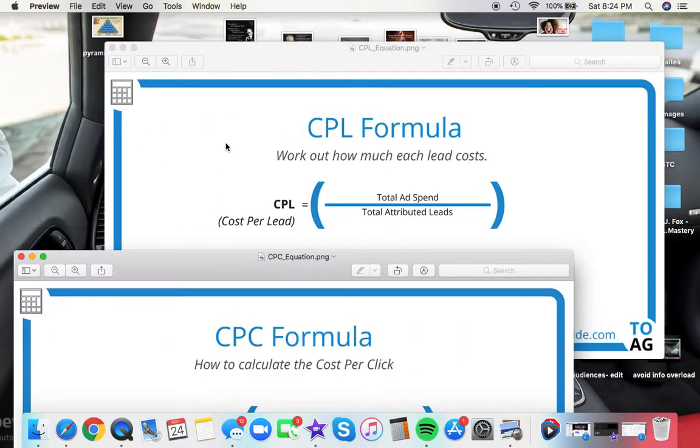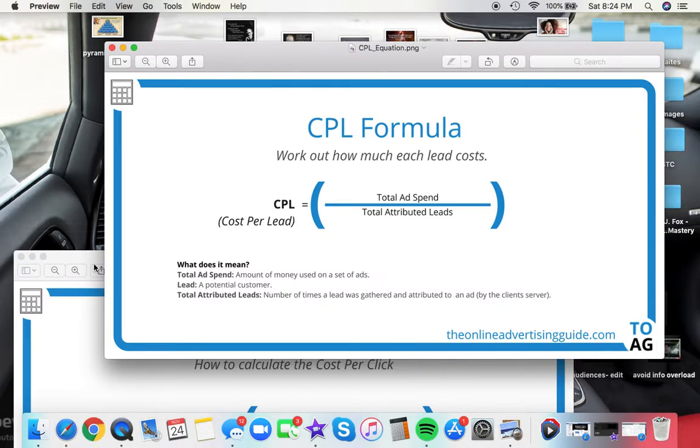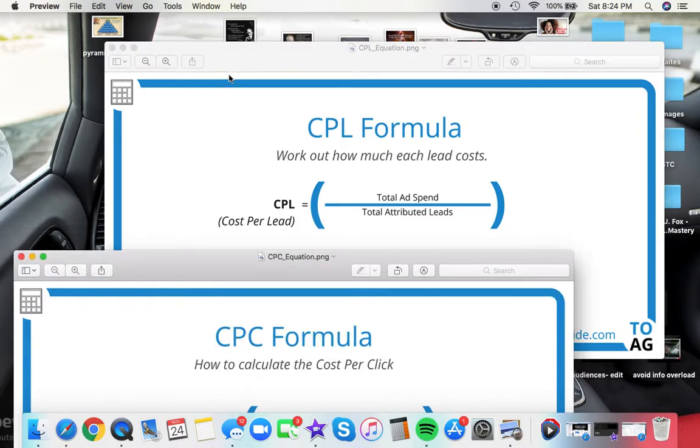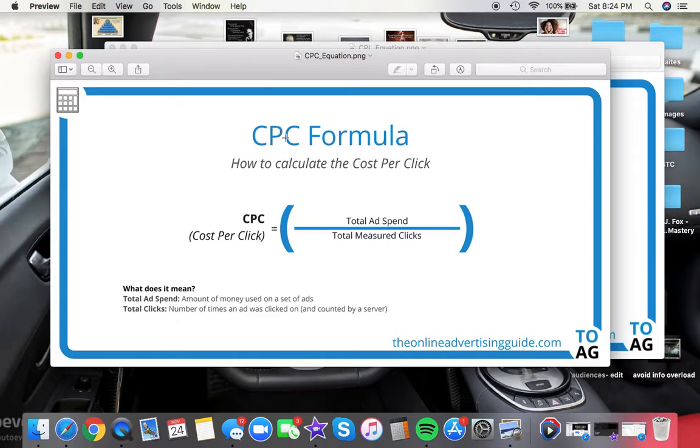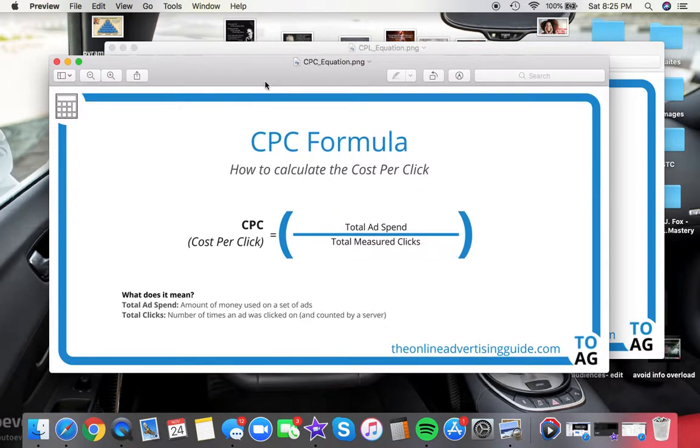Now the next variable we're going to look at is cost per... actually, let's look at this one first. Cost per click, CPC, is total ad spend divided by the total measured clicks. So if we spend $10, let's just keep it easy, if we spend $10 on ad spend and we get 10 clicks, that's a $1 CPC, cost per click. We want to have the lowest cost per click, because the lower our cost per click, the better our ad is doing.